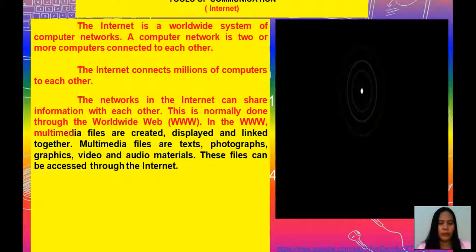In the WWW, multimedia files are created, displayed, and linked together. Multimedia files are text, photographs, graphics, video, and audio materials. These files can be accessed through the internet.